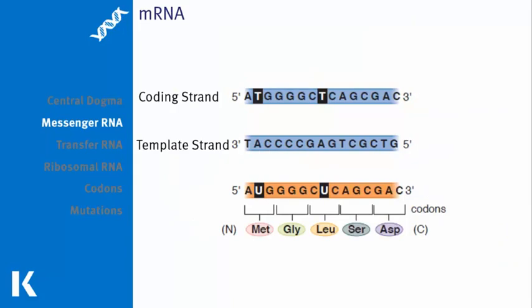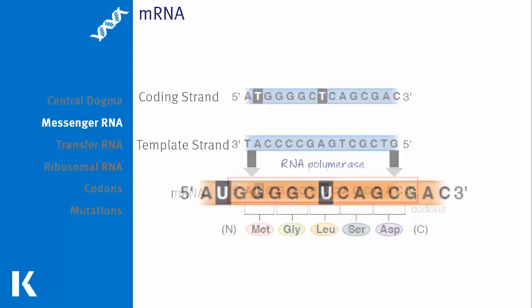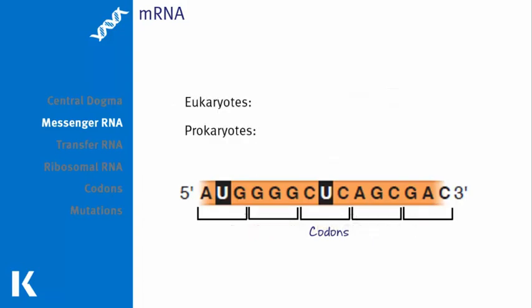So how do we get from DNA to mRNA? The RNA polymerase makes it all happen. This enzyme is in the nucleus of the cell and transcribes the template strand. Let's take a look at this segment of mRNA up close. mRNA are broken down into 3 nucleotide segments called codons. How these codons lead to proteins is a little bit different for eukaryotes and prokaryotes.